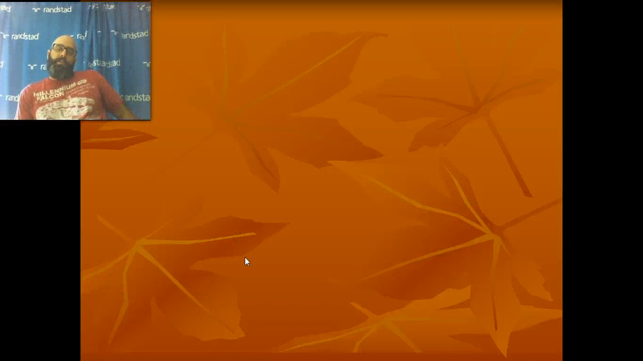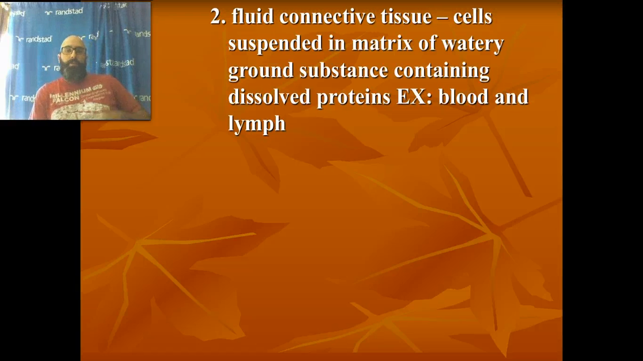Alright, so now we're going to dive into part B of connective tissue, and what we're going to first talk about is fluid connective tissue. You need to understand that the only two things that fit into this category are blood and lymphatic fluid. The name is very easy to remember. Fluid meaning that it is a very liquid, very watery ground substance, and it has all the cells and dissolved proteins floating or suspended within it.